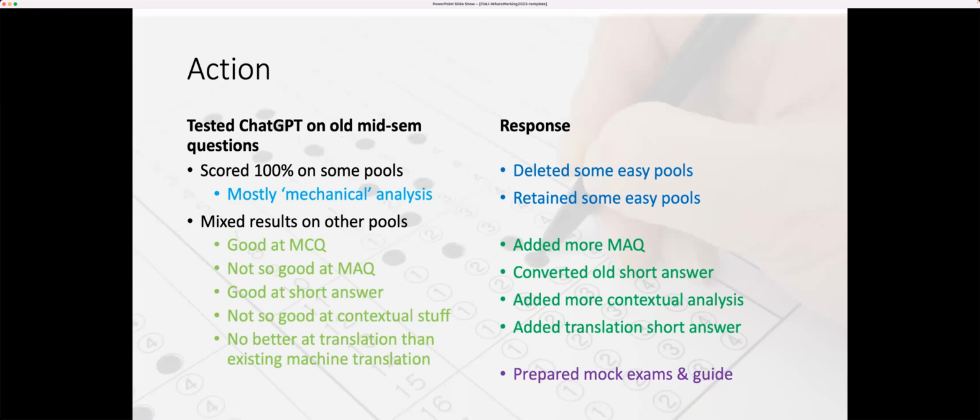We took some of the old short answer questions, knowing that ChatGPT was going to perform better than students on those. We converted those to multiple choice, multiple answer, or matching. And we added a lot more questions that required contextual analysis. I'll show you some examples of those. We also prepared 3 different mock exams and a 12-page step-by-step guide on exactly how many questions would be on the exam, on what topics, and what format they would take.